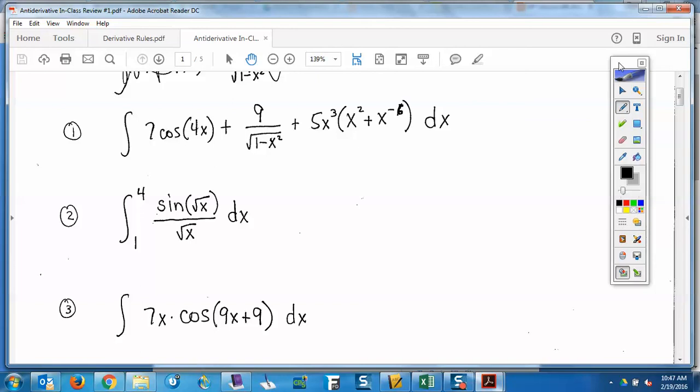That's a 7, yes. That's a 7 right there. That's a negative 6 power.